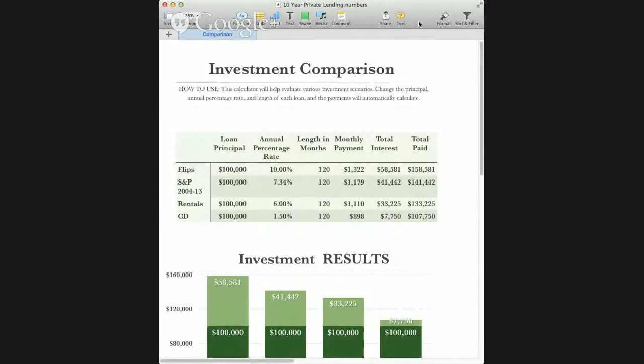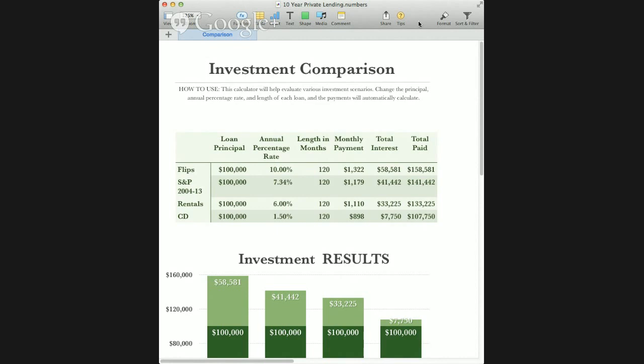So for this example, I used 100,000. They may only put 50,000 into your deal, but I used 100,000 because it's easy for people to imagine. So if they invested $100,000 in the S&P 500, in an index fund, and they left it in for 10 years, say from 2004 till the end of last year, their annual percentage rate would be 7.34%. Now that's the average rate.